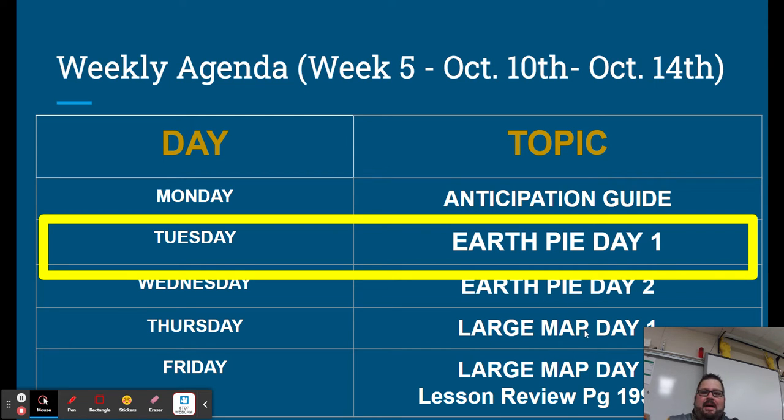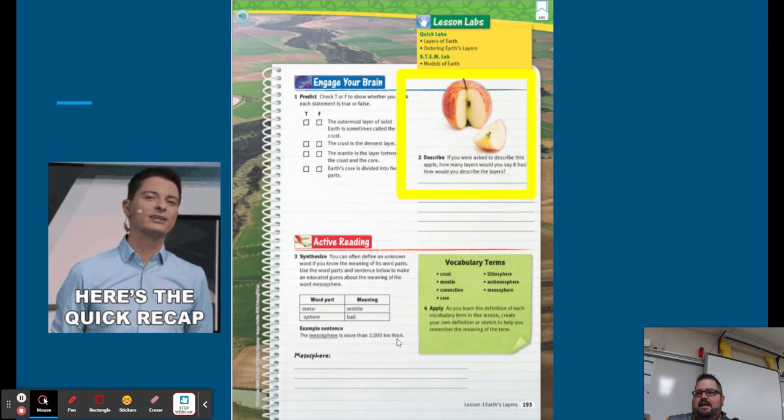Now, it says large map. It's not a large activity, it's just a large map. Like physically, the map is large. And again, lesson review, page 199, is due on Friday.